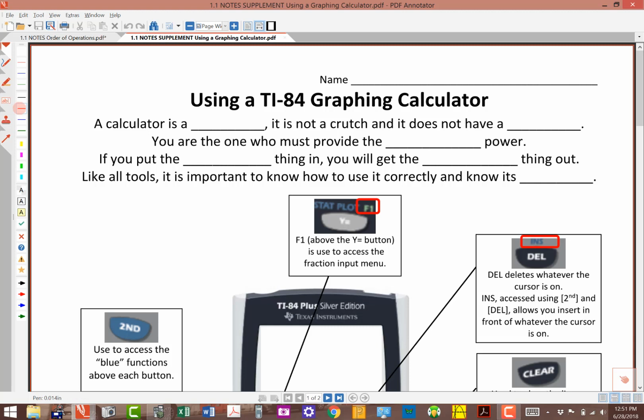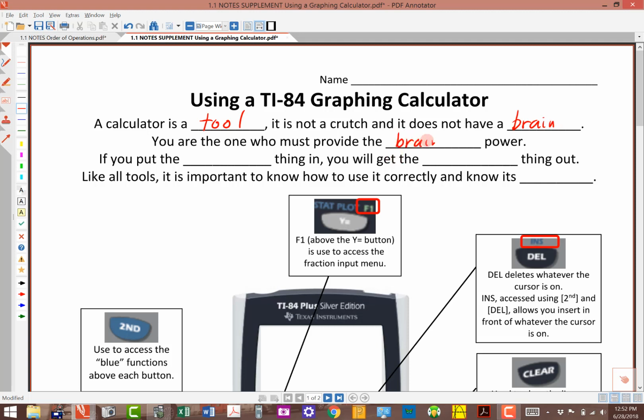A couple things I want to make sure that we're clear on before we get started: a calculator is simply a tool. It is just a tool. It is not a crutch. You don't use it for everything, and for sure it does not have a brain. Okay? You're the one who must provide the brain power.